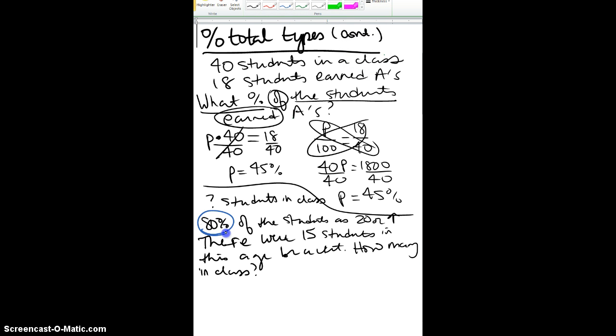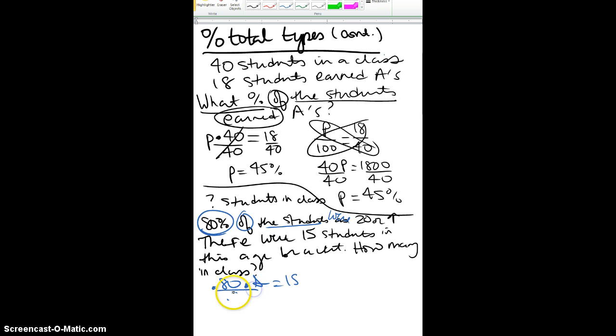All right, so 80%, and again, we need to convert it to a decimal, of the students. Now, the problem is I don't know how many students there were, so I'm going to put S. We're in this 20 or older. I don't know, that was supposed to be were or are, maybe. All right, and there were 15 students in this age category. So 80% of the students were in this age category, and that ended up being 15.